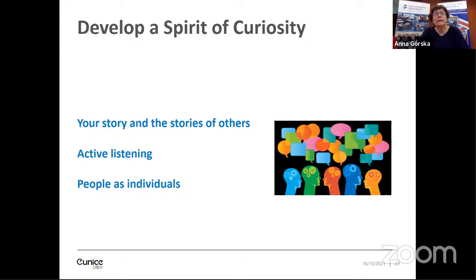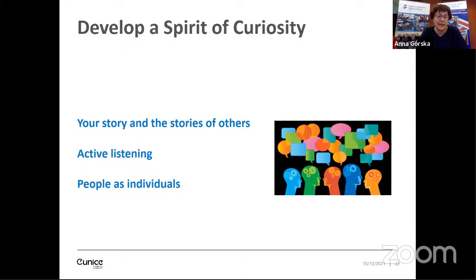We should be not only telling our story, so we should not only talk about our own experiences or points of view, but we should be ready to listen to the stories of other people and practice active listening. So really listen, really try to understand.